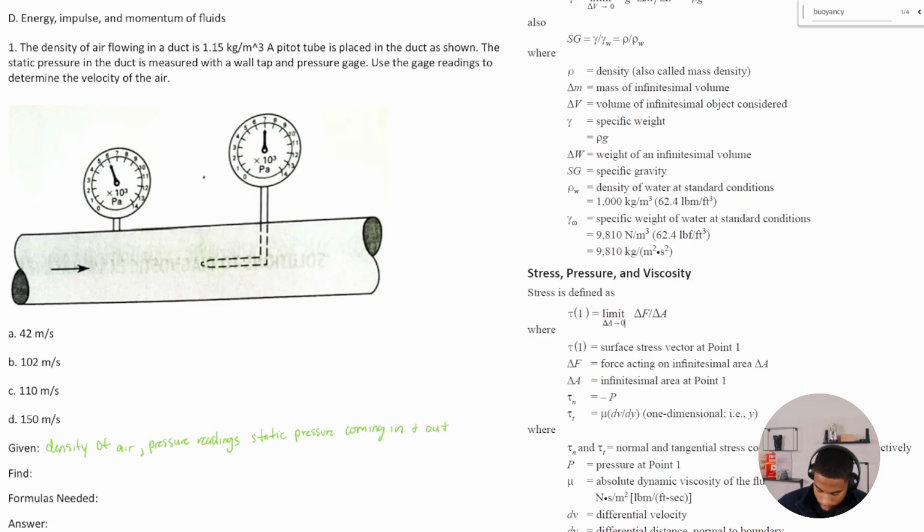We're also given that this is a Pitot tube. What are we trying to find? We're trying to find the velocity of the air.